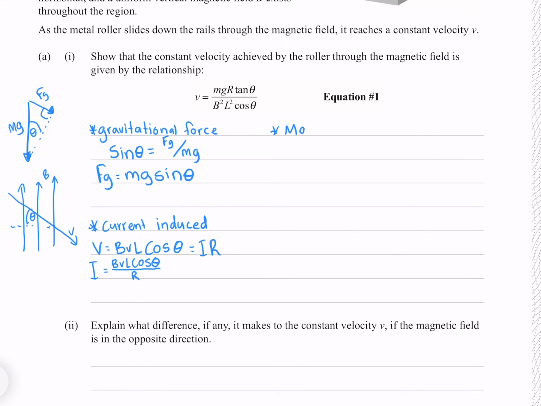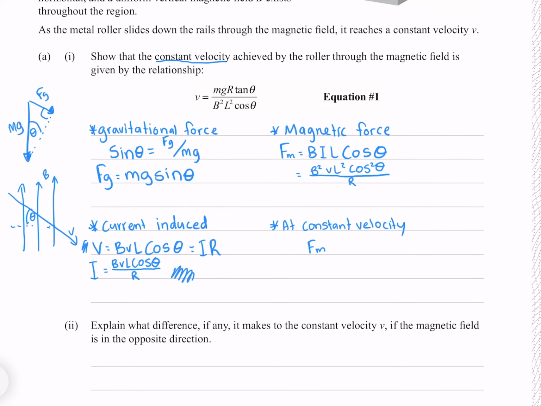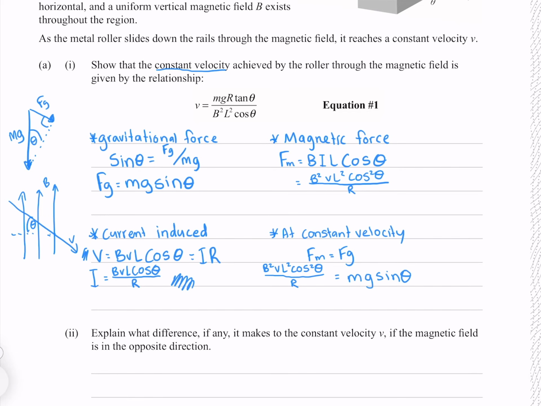And now we can find our magnetic force. The equation for the magnetic force on a current is BIL, but because we're not perpendicular, similar to our current induced, we need to once again multiply it by cosine theta. Substituting in our current equation here, we now have both of our forces, and in the case where we have a constant velocity, these forces must be equal. So our Fm is going to equal our Fg, where we can substitute those two equations. Solving this for velocity by multiplying both sides by resistance, and then dividing by B squared, L squared, and cosine squared theta.